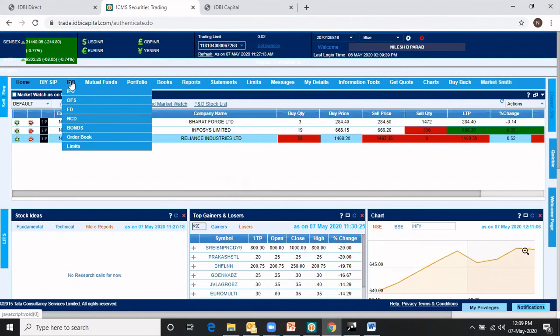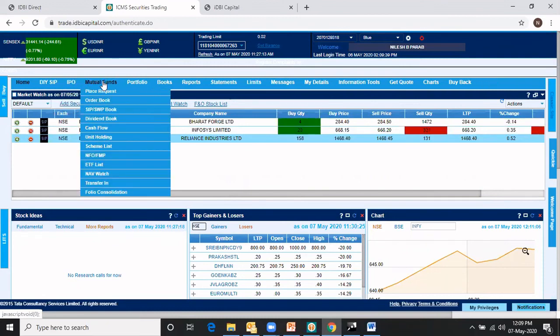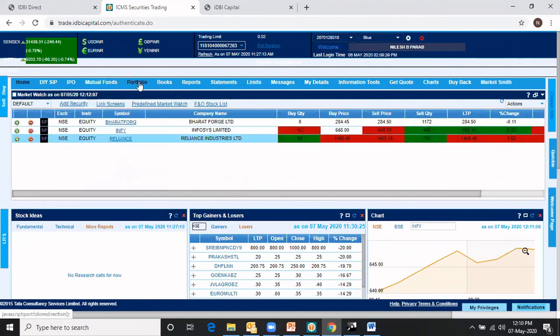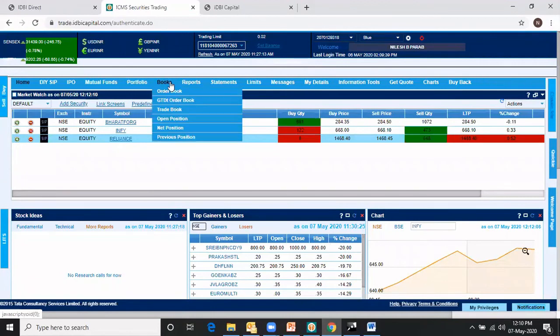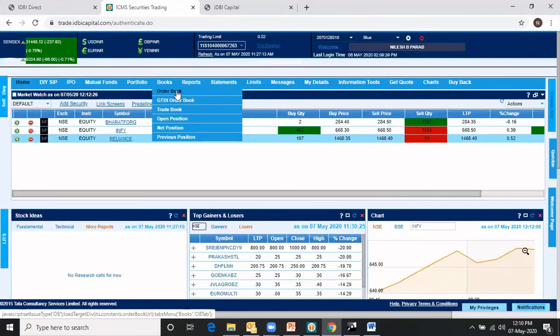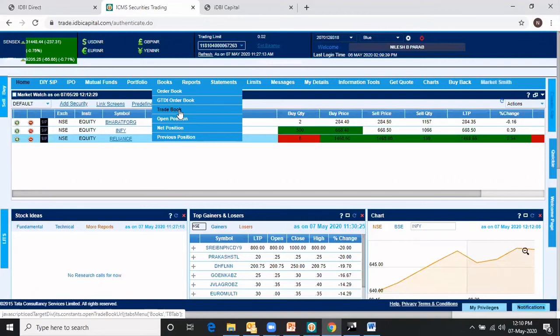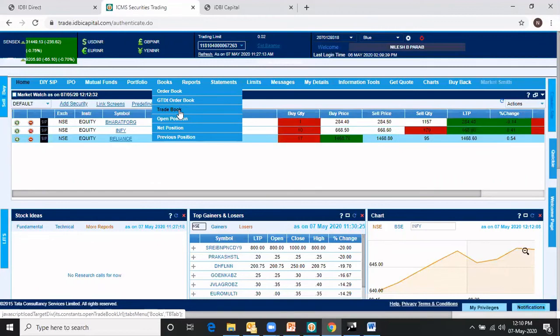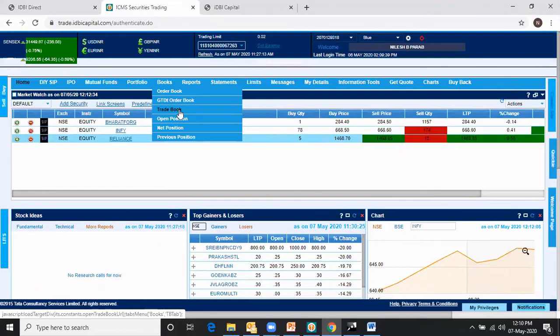IPO you can do from here. Mutual funds you can do from here. Portfolio, you can see your portfolio, what is the gain, what is the loss, and all. Order book, once you place the order, you can see your order book over here. Order book contains all the orders. That means whatever you have pushed, it might not get executed, all those orders also you can see in order book. And in trade book, you can only see your actual trades that happened. Whatever trade executed, you can see from trade book.